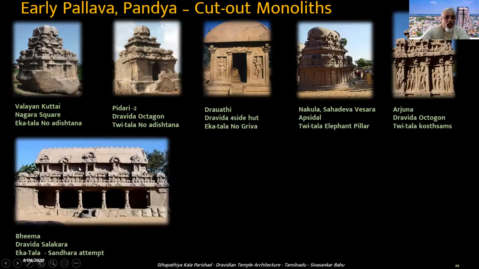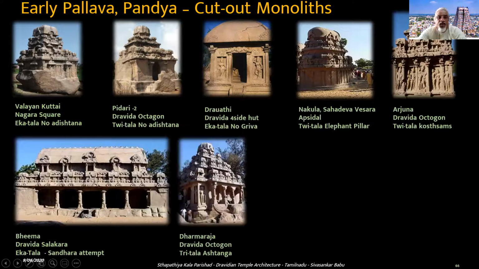The Bhima Ratha, where you have a Sala wagon-top kind of Shikara. And then this is grand for Vishnu. And then they have also done a Sandhara attempt to have a supplementary path inside the Vimana. The pinnacle is the Dharmaraja Mandapam with an octagonal Shikara.